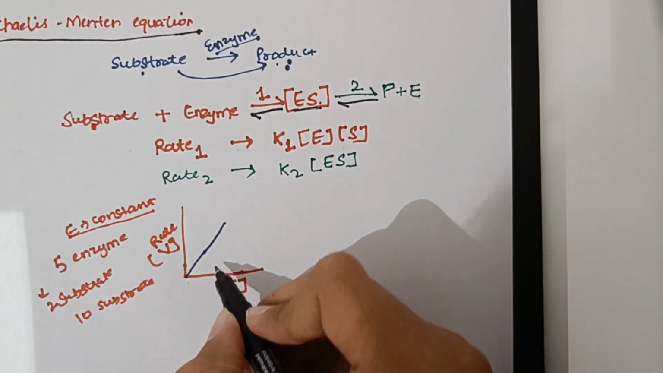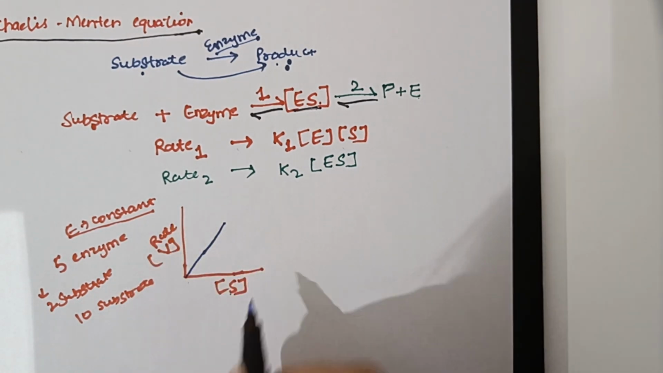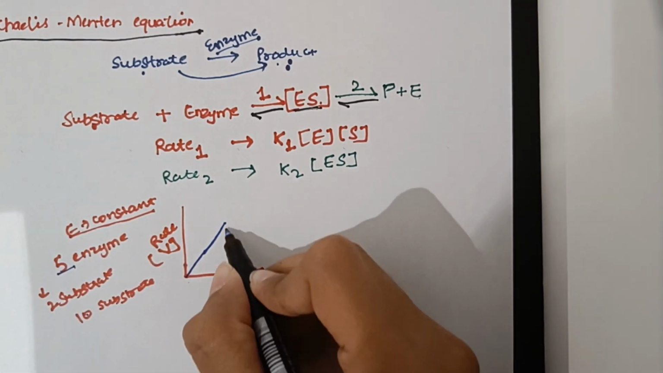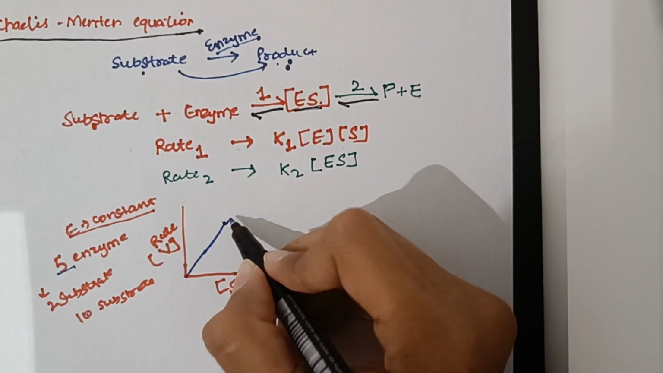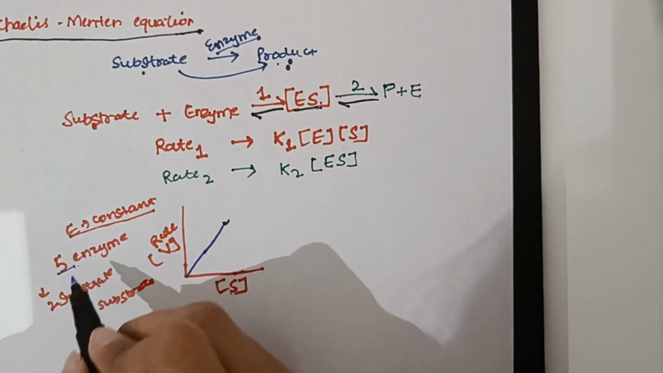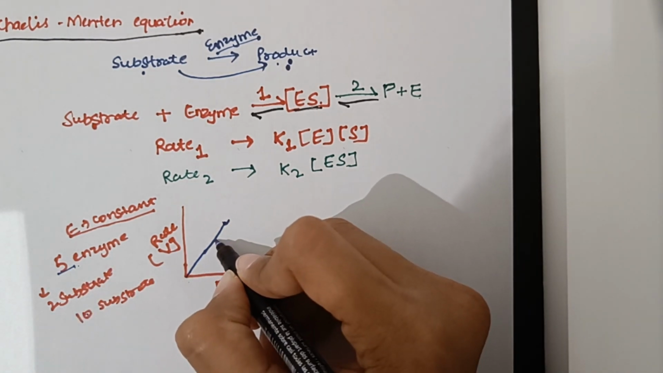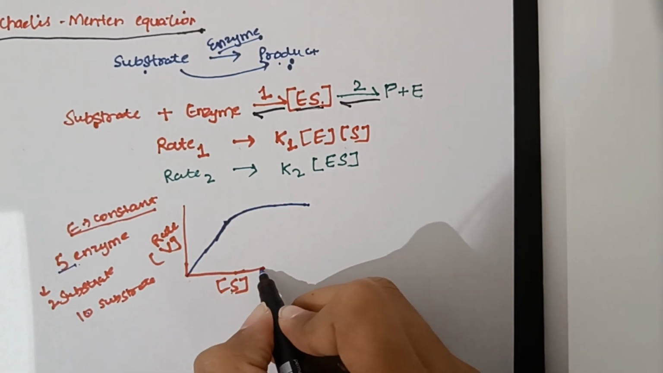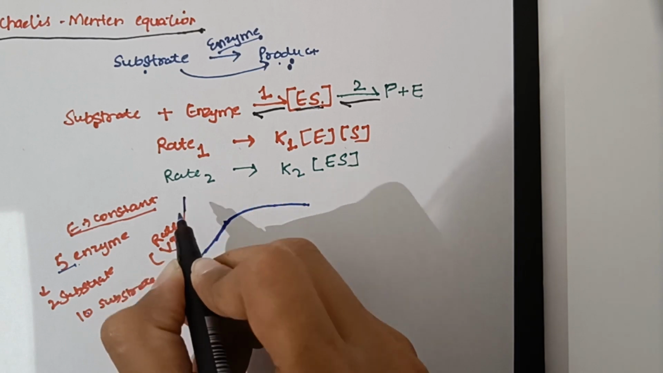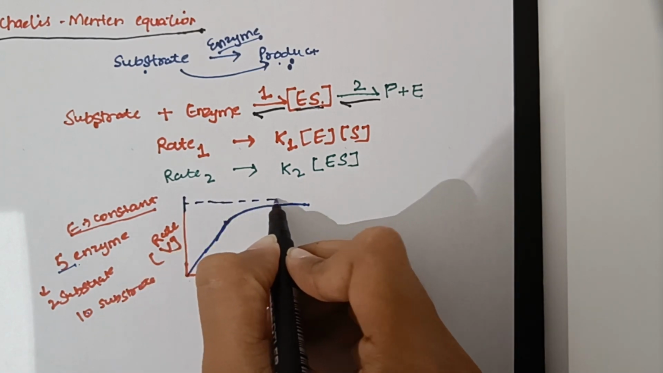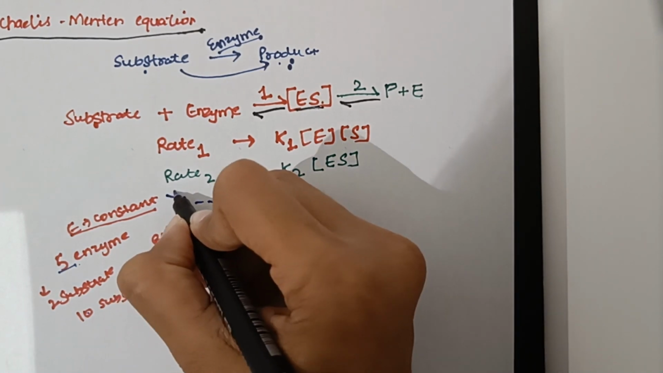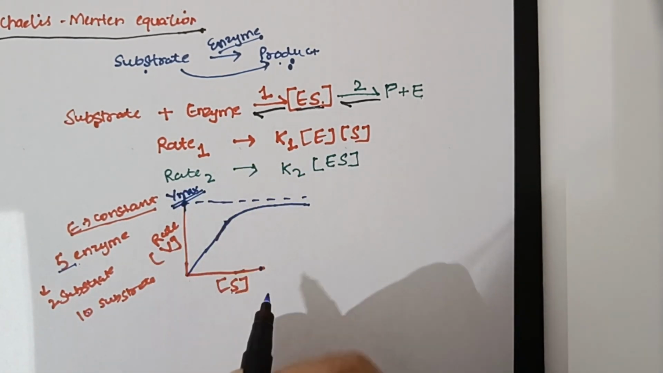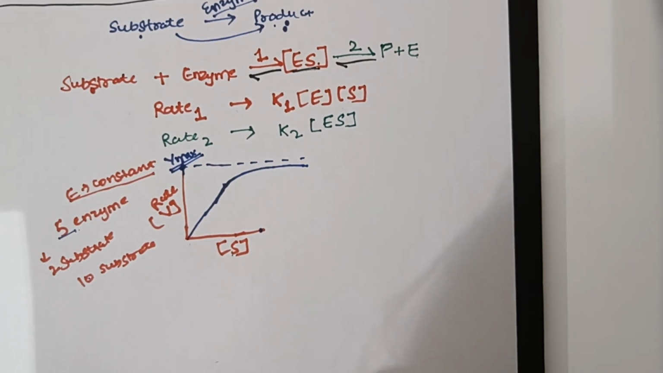But there comes a point when all the enzymes are bound with the substrate, because 5 enzymes, 10 substrates. Suppose we reach 10 here and now we increase further. The enzyme cannot bind more substrate, so it reaches a place where it becomes saturated. All the enzyme becomes saturated, and this point is called the Vmax, the maximum speed of the reaction at which all the enzymes become saturated.